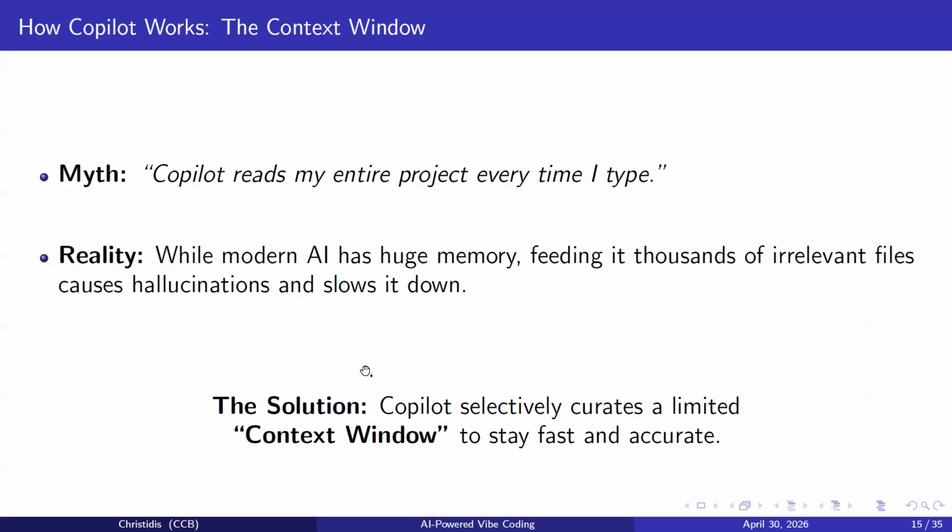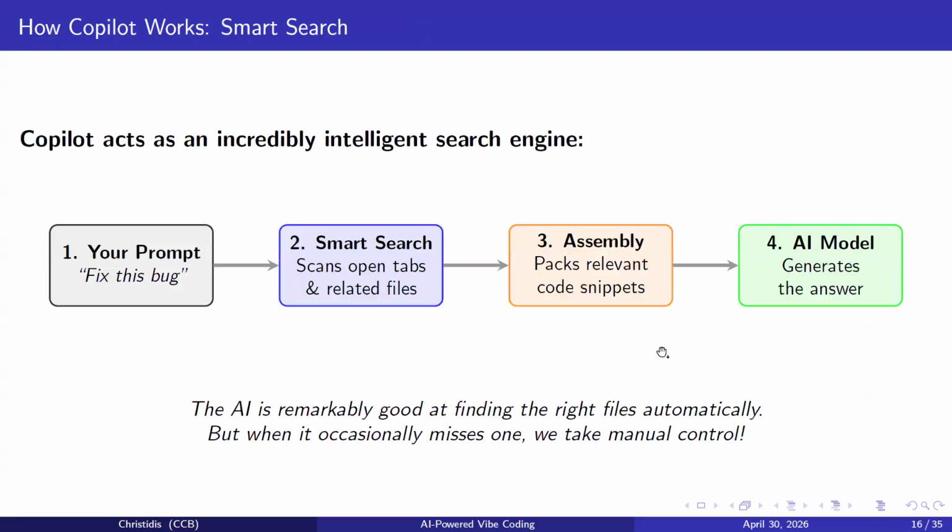So the solution that GitHub Copilot came up with, and I mentioned this earlier, is that it uses a smart search. So, for example, say in the prompt, fix this bug, and then it's going to basically do a mini RAG where it's going to scan open tabs and all related files, and then curate all the scripts that it needs to do the task, whether it's an agentic task or just answering your question. So it's going to assemble all the relevant code snippets, and then it will generate the answer.